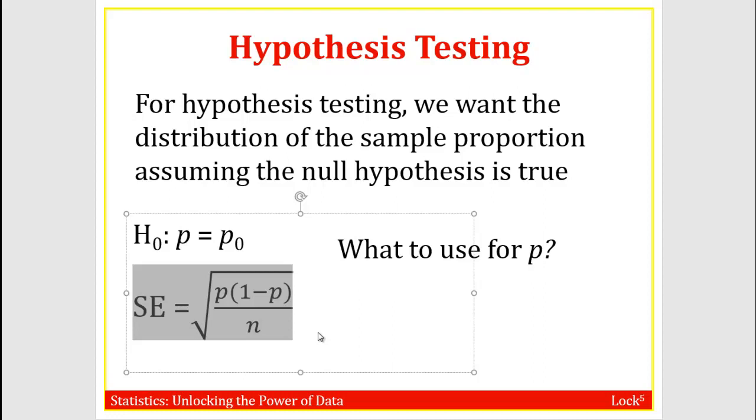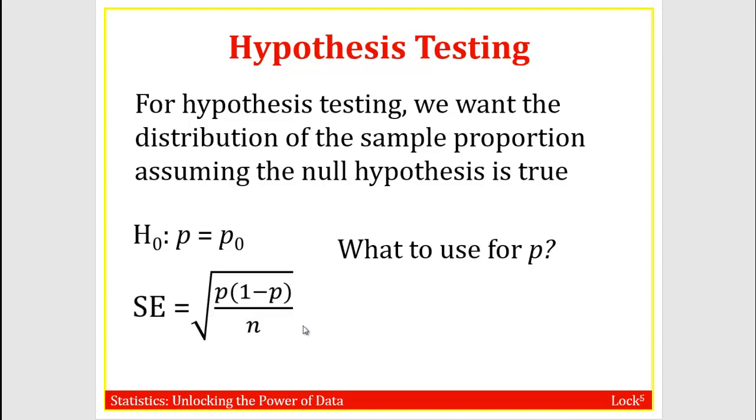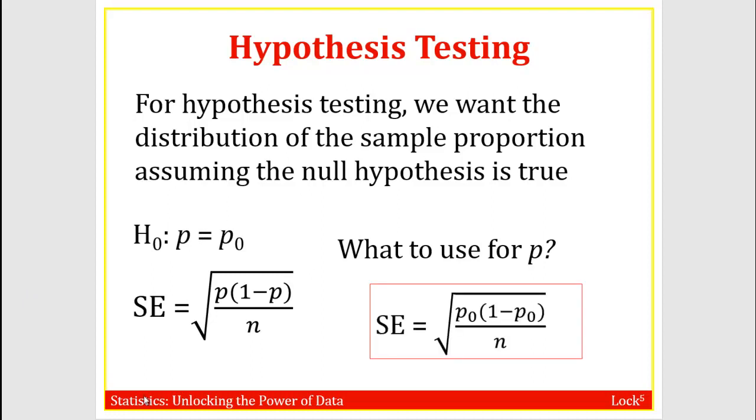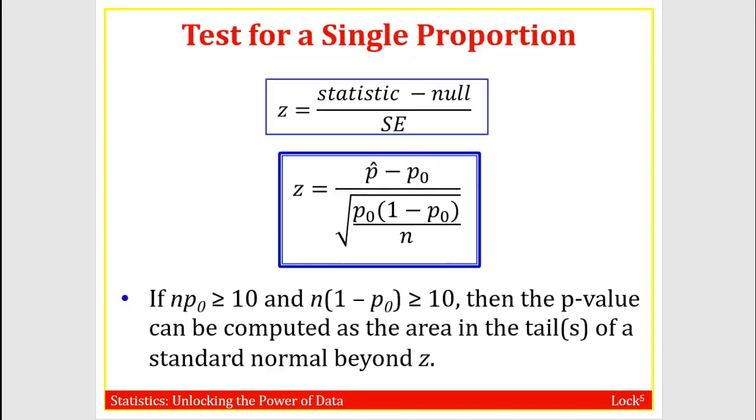So what are we going to do in this situation? Well, when we're doing a hypothesis test, we're always assuming that the null hypothesis is true. If the null hypothesis is true, that means that P is equal to the value under the null hypothesis, which we call P naught. So we can use P naught to substitute in our standard error equation, so we can calculate the standard error to do hypothesis tests.